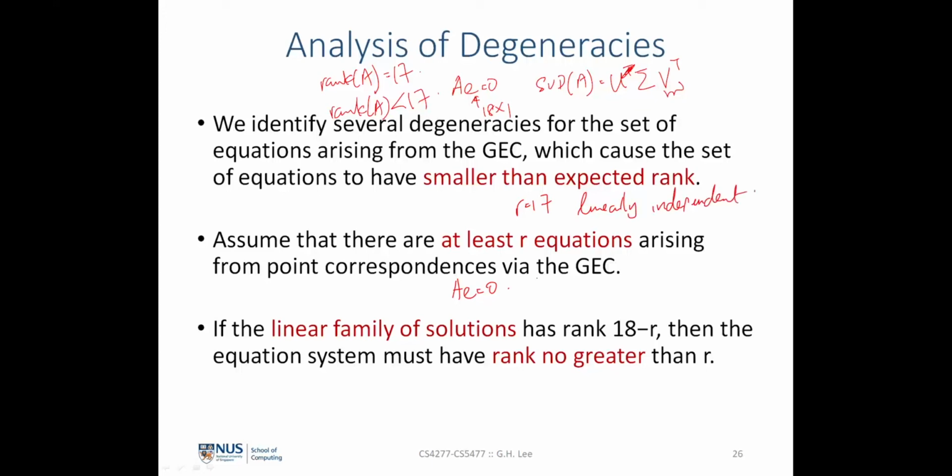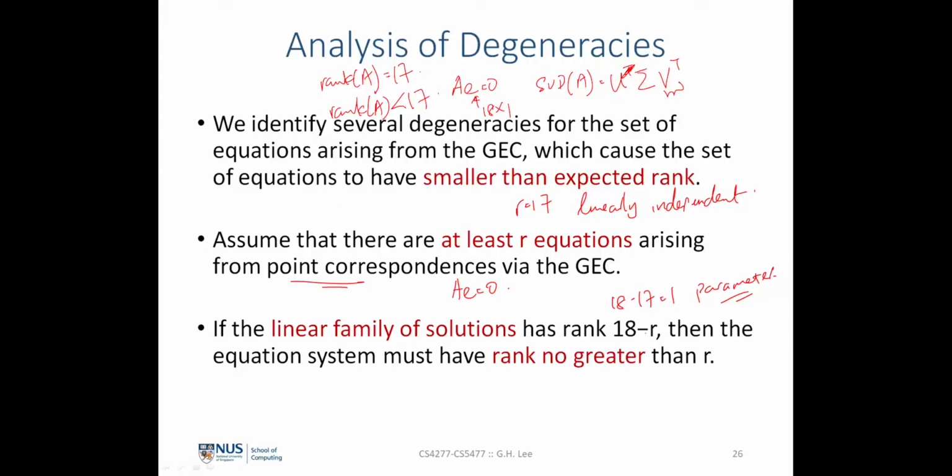So what this means is that we'll have altogether 18 minus 17 equals one parameter family of solution over here. And this is the case that we have seen earlier on. So in the case where the rank dropped below 17, this means that R here is going to be lesser than 17, which also means that out of these R point correspondences, they are not all linearly independent. So we'll have fewer than 17 linearly independent constraints over here.